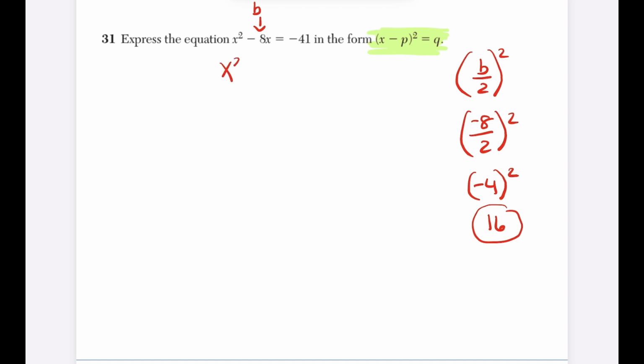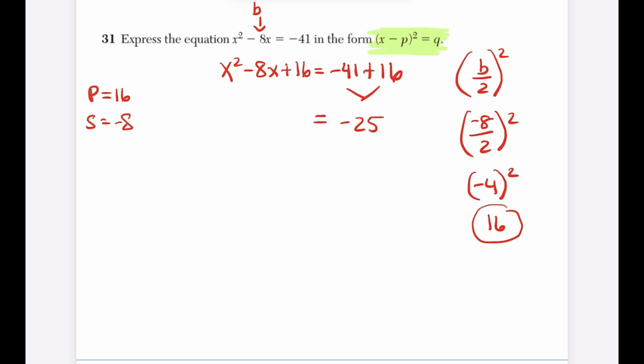Okay, now once we have that value, (b divided by 2) squared, we're going to take that number and add it to both sides of the equation. So I'm putting plus 16 on the left side, and now I'm also going to put plus 16 on the right side. On the right side, let's simplify that to negative 25. And on the left side, now I want to factor this. So when we do product and sum, you're looking for two numbers that give me a product of 16 and a sum of negative 8.